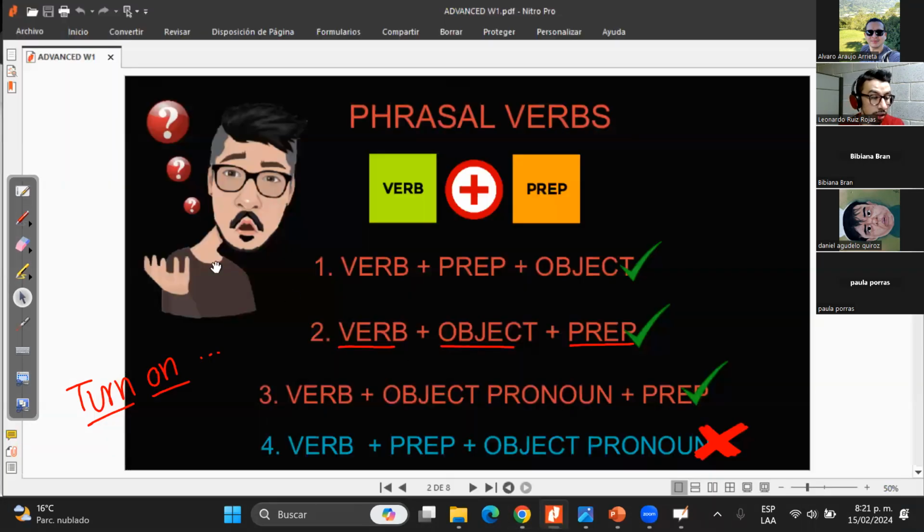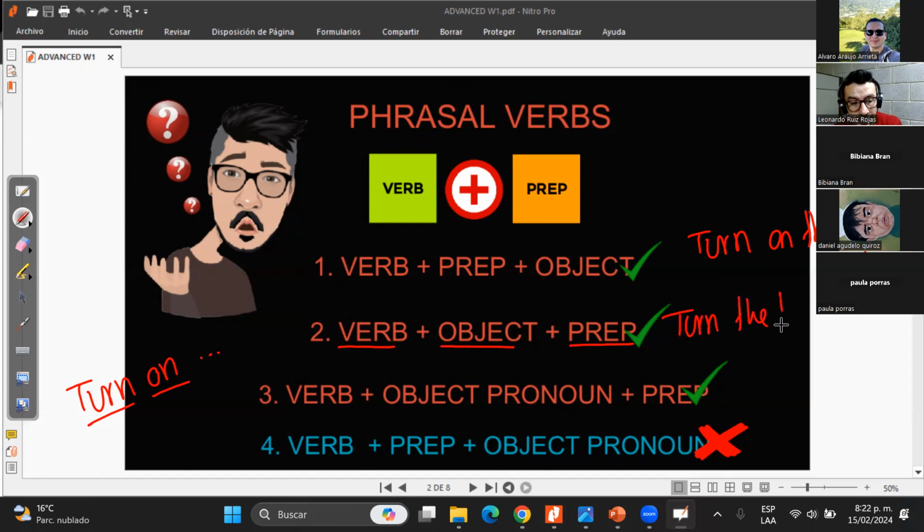Puedes hacerlo con turn on, simplemente usando turn on the lights, for example. O si lo quiero separar, it's a possibility, turn the lights on, right? Entonces, ¿qué hice? Separé la primera parte y la segunda para incluir el objeto en la mitad. Por eso son verbos separables, ¿right? Claro, también hay otros que no se pueden separar. Sí son transitivos, pero no se pueden separar. Y el objeto iría siempre al final, ¿ready?